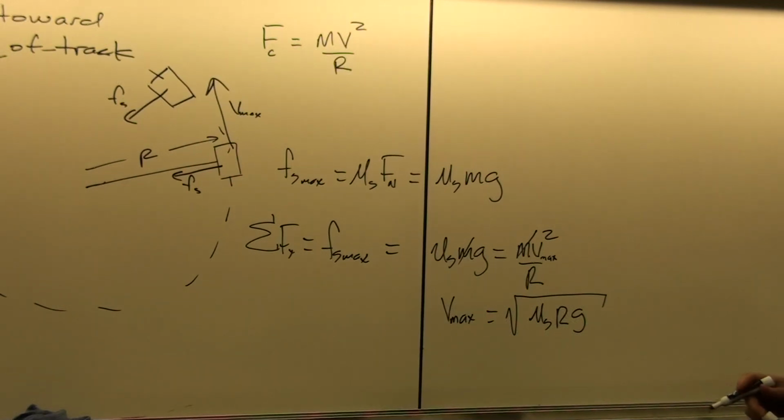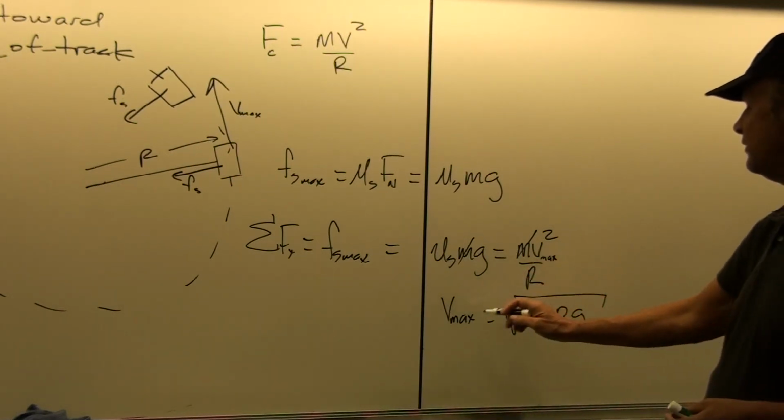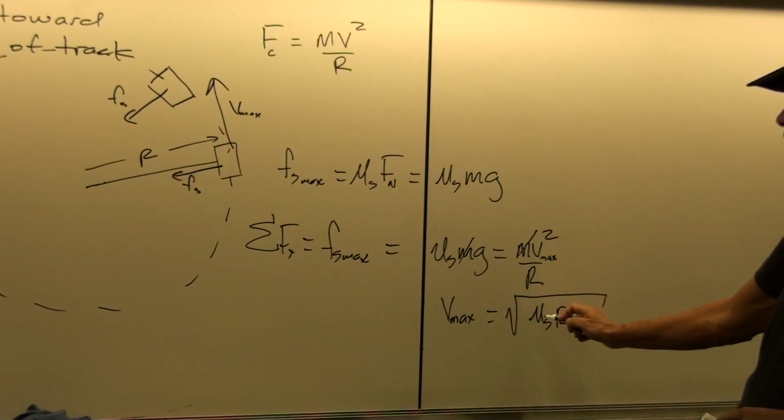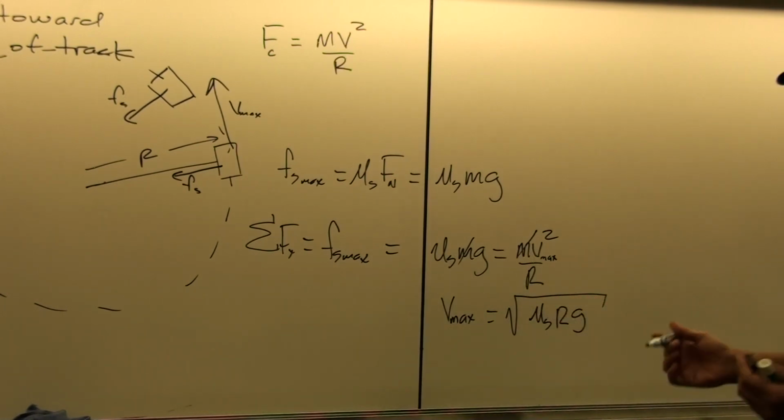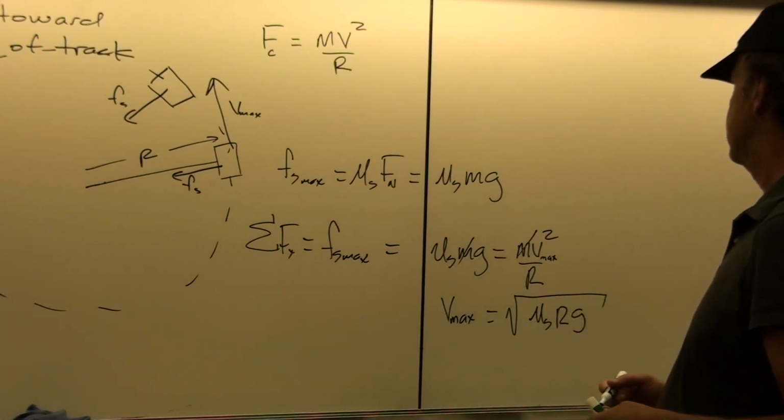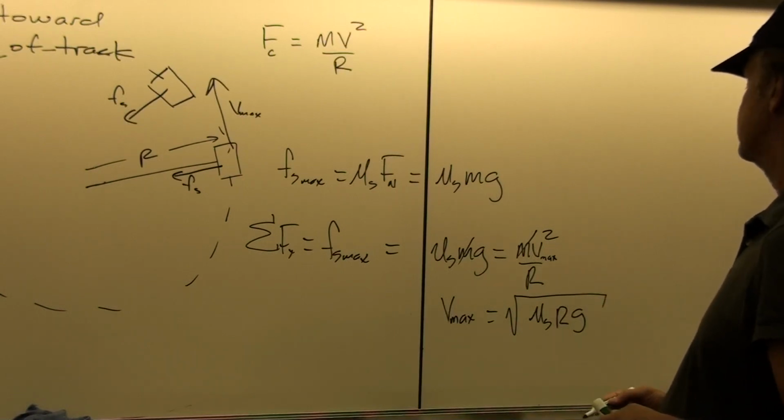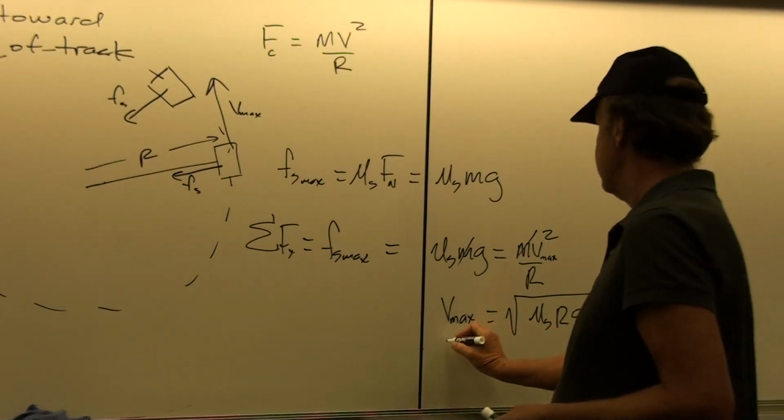Okay, when I just cross multiply by r and then take the square root, that gives me V max. Now in these kinds of problems, oftentimes you'll get a velocity that's related to the square root of rg with some other factor thrown in. And in this case, it's mu s times rg. So let's plug in the numbers and see what we get for V max.